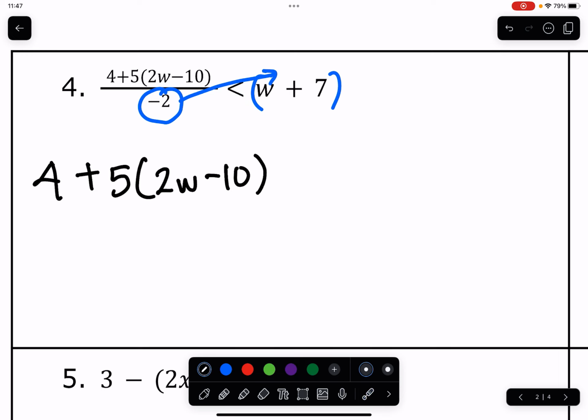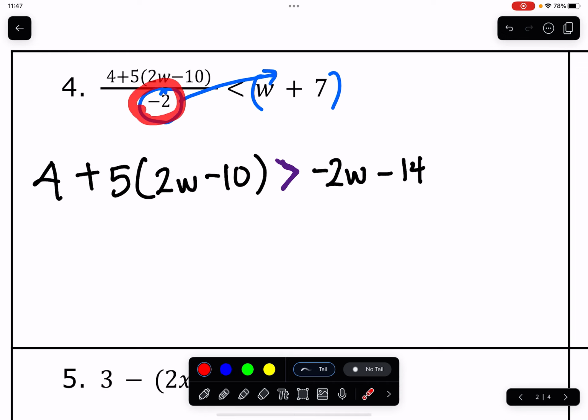So the inequality is going to change direction, and it is now going to be greater than instead of less than. And that again is because we're multiplying by -2. So -2 times w is -2w, and 7 times -2 is -14. So in this situation, we do the switch at the very beginning and at the very end, because at the very beginning we had to multiply by -2. Okay, now we can continue solving the inequality by following the same rules as before.